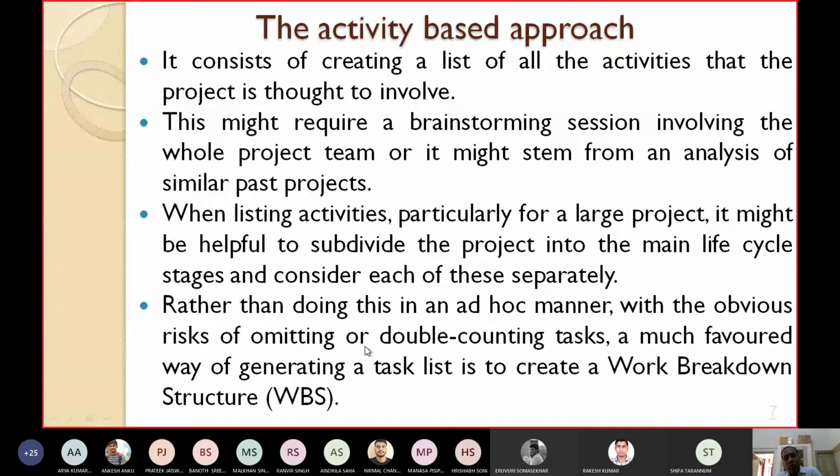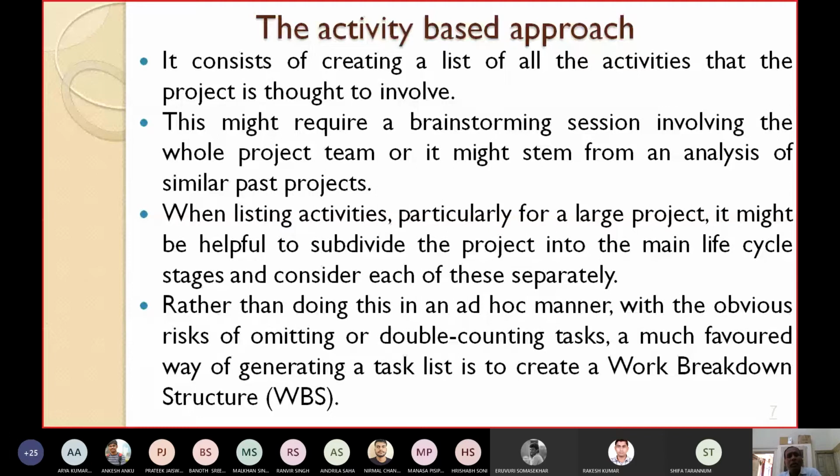Then these problems will occur. Two major problems. You might omit some activities which are really required, or you might duplicate them. You might double count some tasks. So in order to avoid these problems, you can first create a work breakdown structure, which you have discussed in the last class. From the work breakdown structure, you can easily identify the activities. That will be more correct to identify the activities.